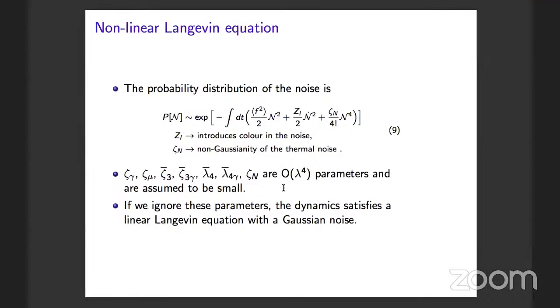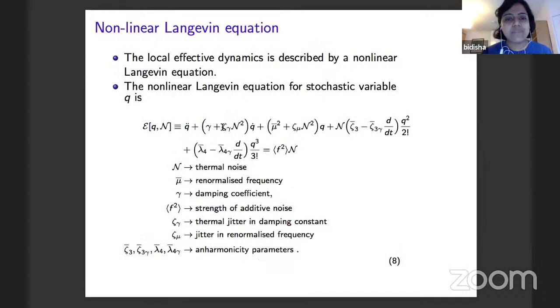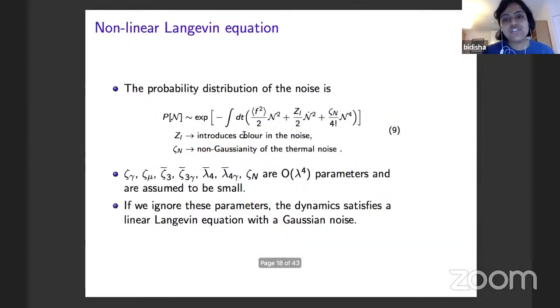Okay, thank you. Essentially this FDR, as we will see, will relate this non-Gaussianity in the noise, zeta n, and the jitter in the damping constant of the particle, which is zeta gamma. But an interesting and curious fact is that we discovered this relationship not for a specific model, but in general, by going to the out of time ordered generalization. Just looking at zeta gamma and zeta n in this equation, we did not know that there is a relation between them. But when we studied the out of time ordered generalization of the effective theory, we realized that there has to be a relation between these two, which I will discuss.